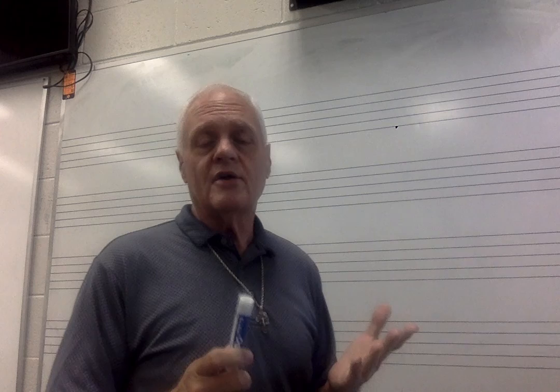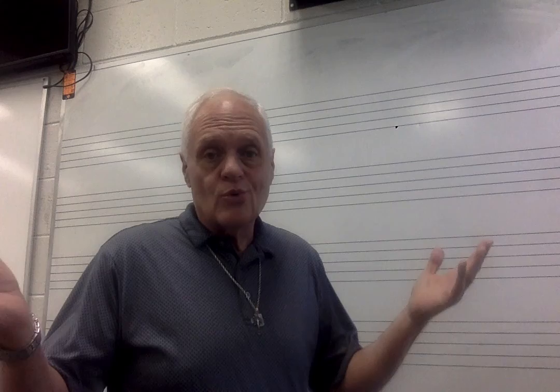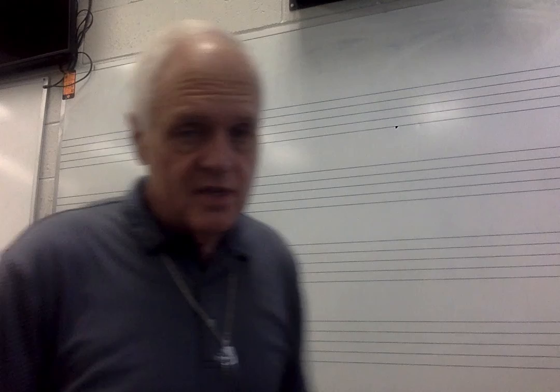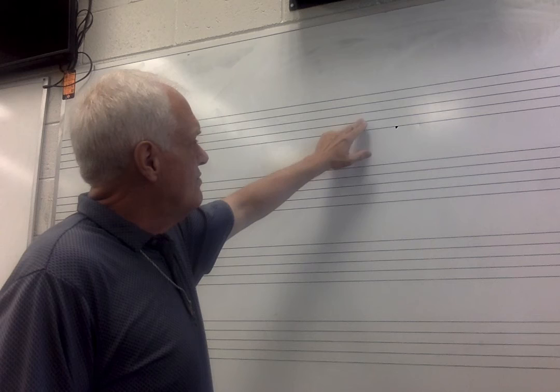Now, they could have named notes anything they wanted to. Could have called them George and Fred and Gertrude, you know. But they chose to use the alphabet. And that's what we use today. The staff is made up of five lines and four spaces.